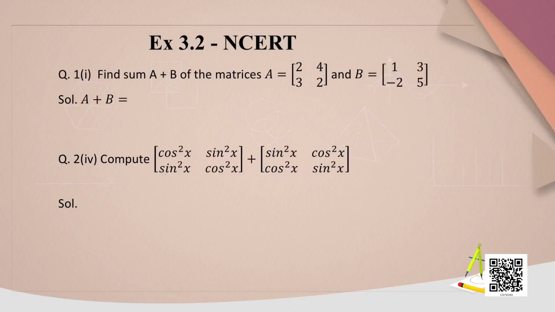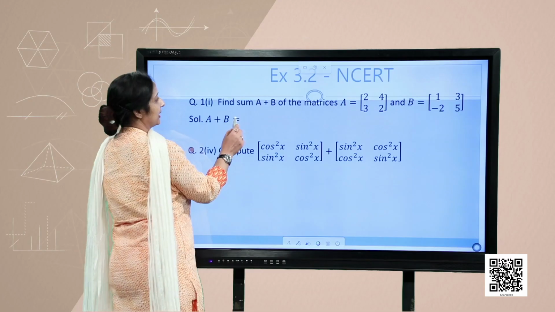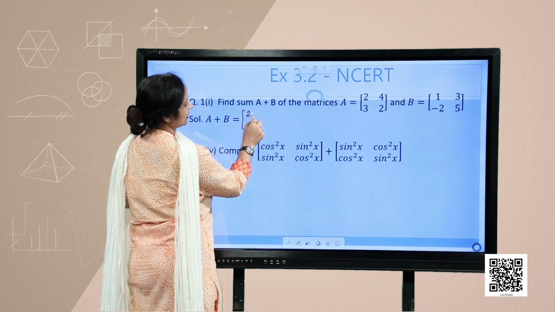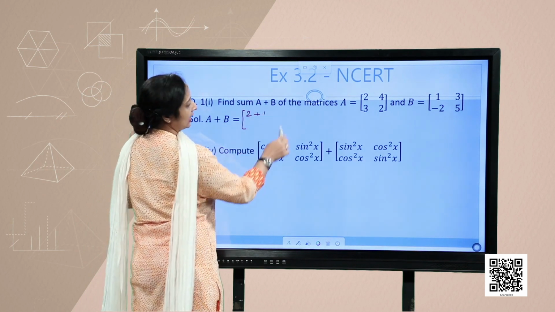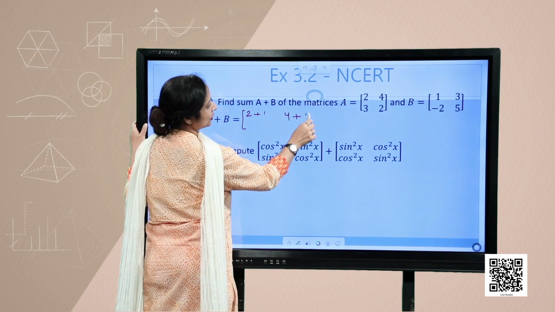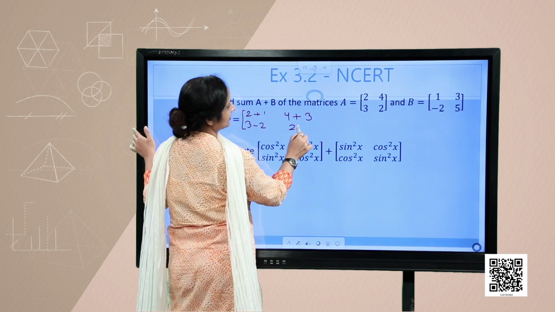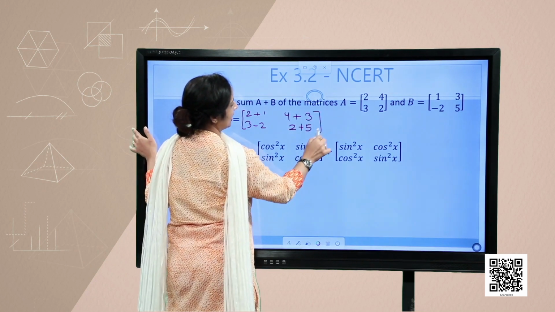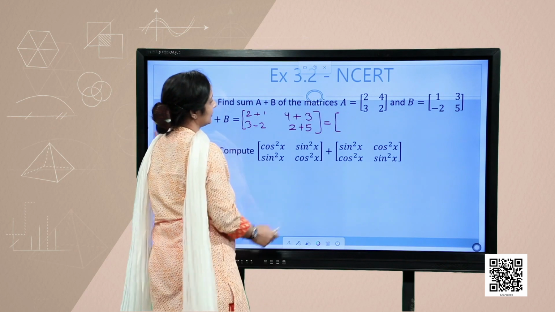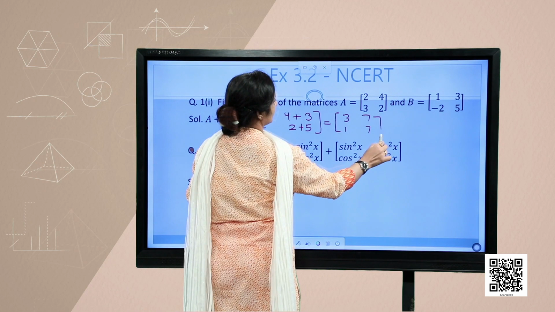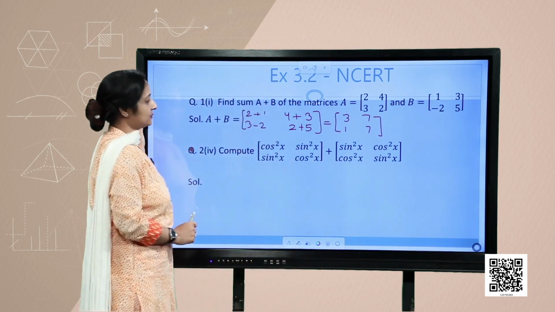So, find out the sum A plus B of the matrices A and B. This is exercise 3.2 of NCERT, question number 1, part 1. So, you have to add the two matrices. So, this becomes 2 plus 1. We are adding the corresponding elements of both the matrices. So, after adding them, you can give your final answer. This becomes matrix A plus B.